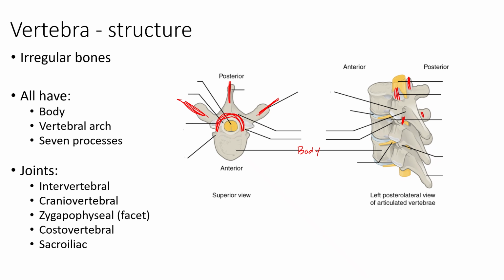Okay. All of these vertebrae are capable of forming joints with one another, so intervertebral joints. The atlas bone, the C1, is capable of forming a craniovertebral joint. That's where the atlas will form a joint along the occipital condyles. Zygapophyseal facet joints, I like to just say facet joints, I can never say the Z word.